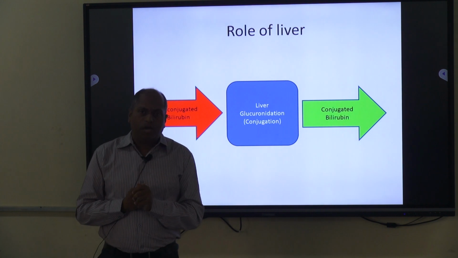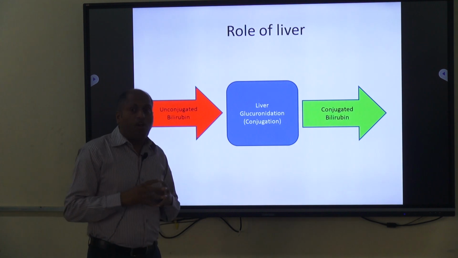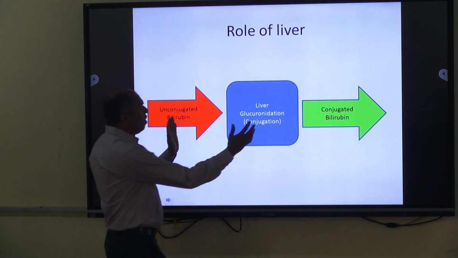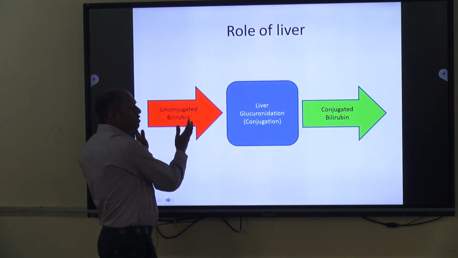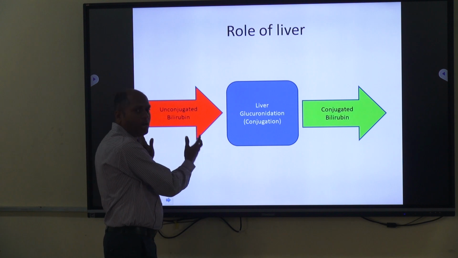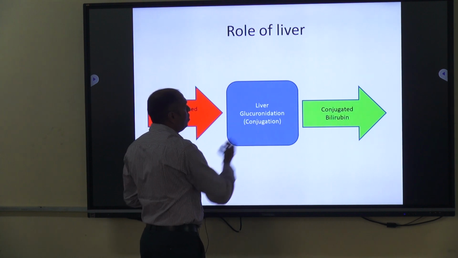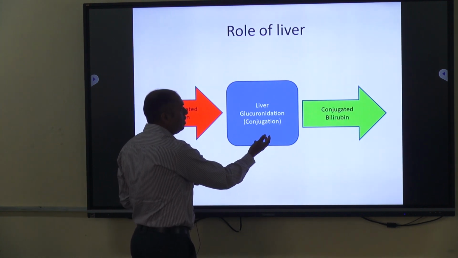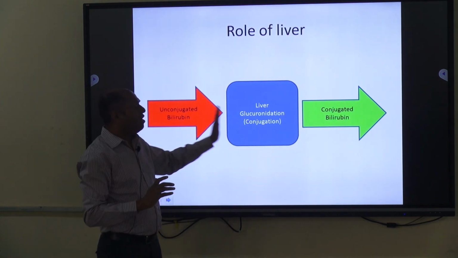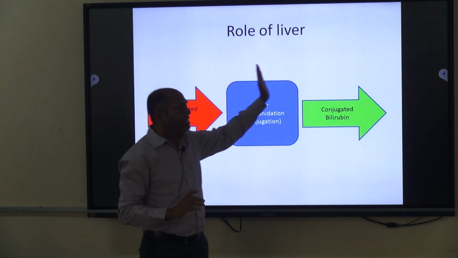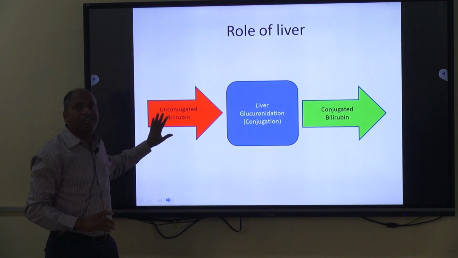So by this process you might have understood what the role of the liver is. Simply, what is the liver doing? The unconjugated bilirubin, which is produced by the disintegration of RBCs, is detoxified by means of a process known as glucuronidation, or conjugation, and conjugated bilirubin comes out from the liver. So before the liver it is unconjugated; after the liver, when it is exiting, it is conjugated. It is soluble and non-toxic, whereas before it is insoluble and toxic.